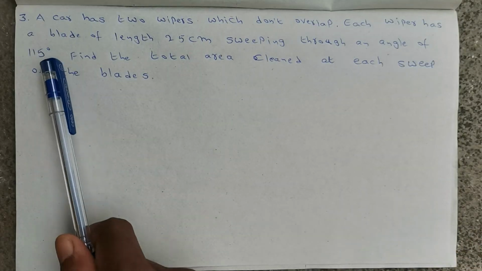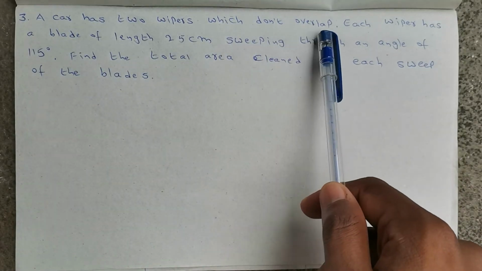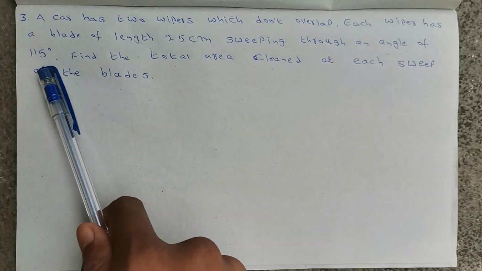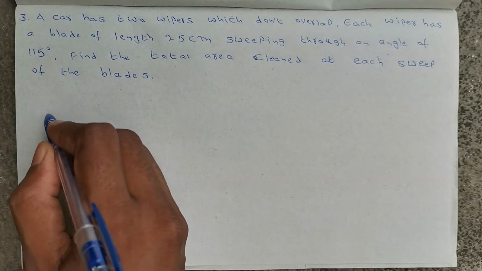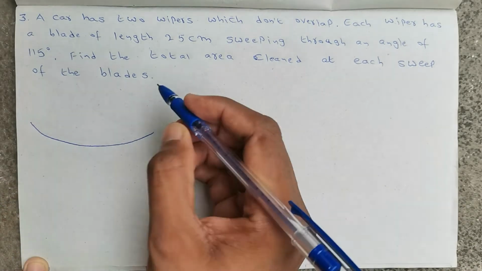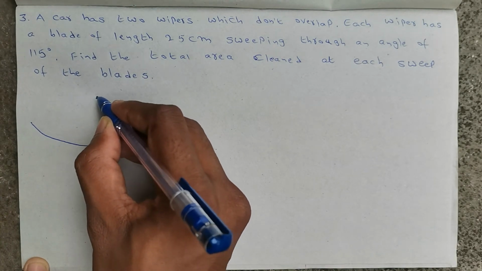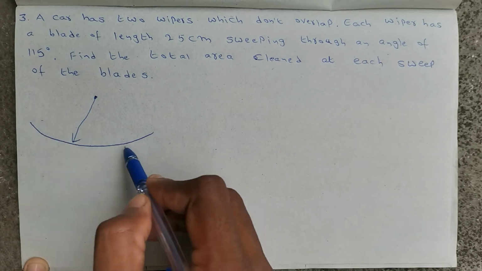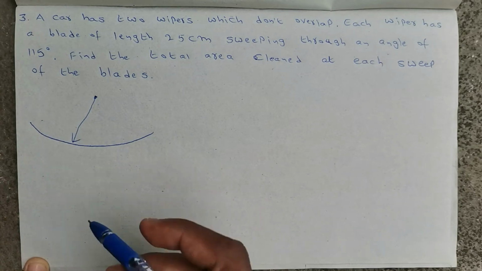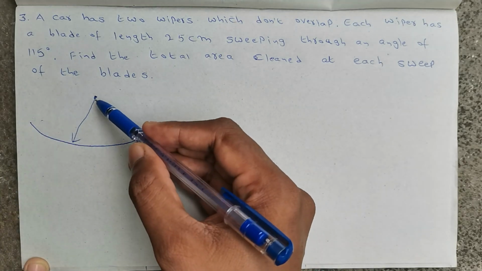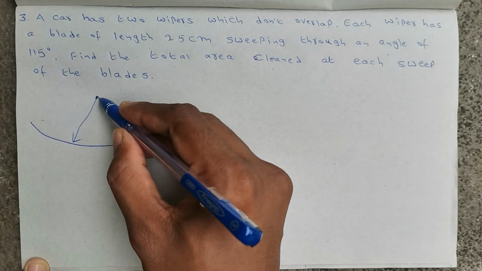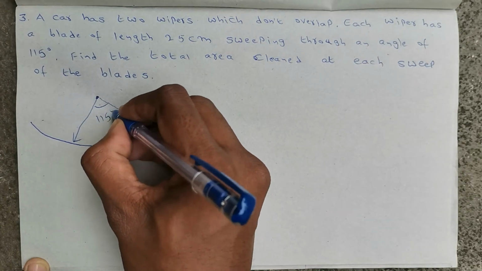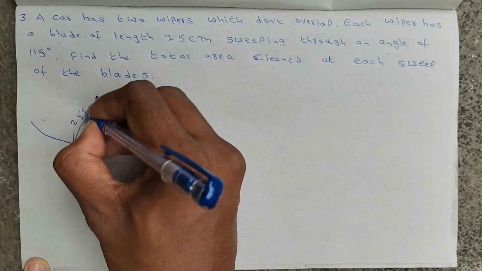Next, question number 3 is given as: a car has two wipers which don't overlap. Each wiper has a blade of length 25 centimeter sweeping through an angle of 115 degrees. For example, if we have a window like this, from one point we will have a blade. That blade keeps on rotating, or moving, or sweeping, and it is covering 115 degrees. It means before switching it on it is here, and after switching it on it came till here, again moving backward and forward. So this angle it is maintaining 115 degrees, and this length is given as 25 centimeters.